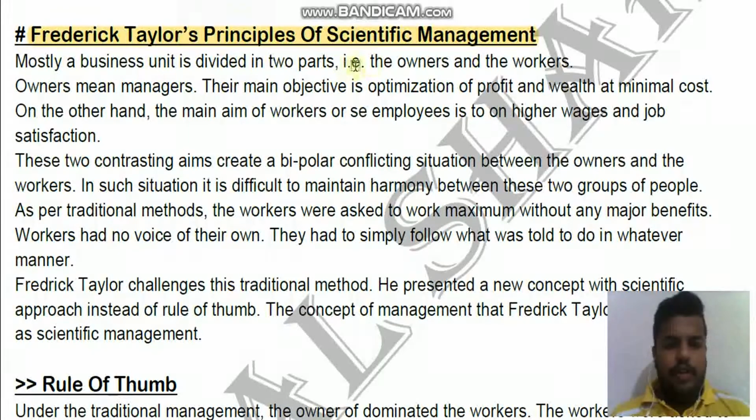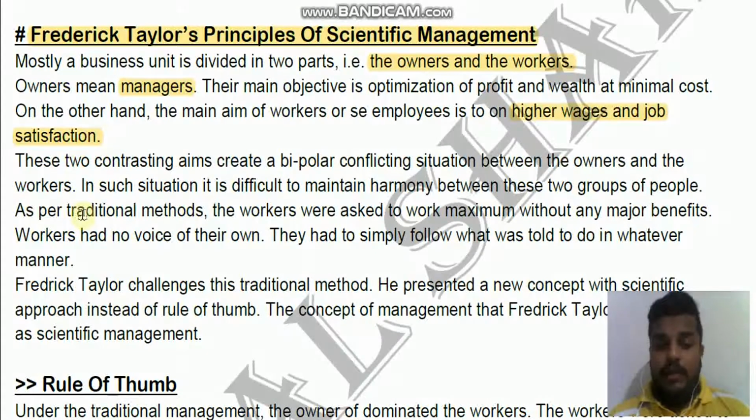Mostly a business unit is divided into two parts, that is owner and workers. Owner means managers, while their main objective is optimization of profit and wealth at minimal cost. On the other hand, the main aim of workers or employees is to gain higher wages and job satisfaction. So these contrasting aims create a bipolar conflicting situation between the owners and the workers. In such a situation, it is difficult to maintain harmony between these two groups of people as per traditional methods. So if we go for traditional methods, generally harmony cannot be created between workers and owners or managers.